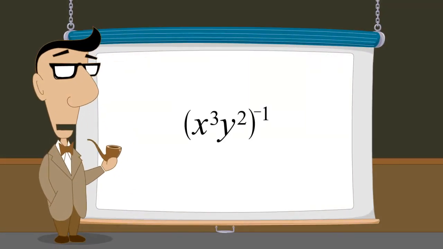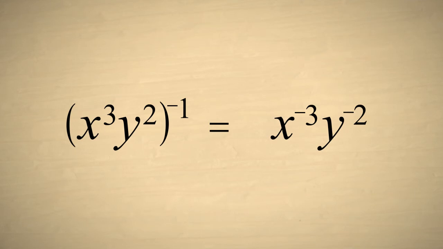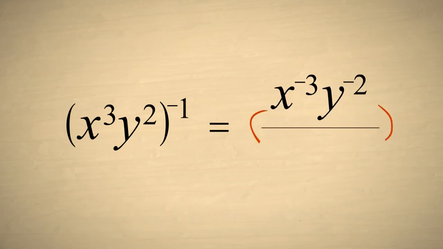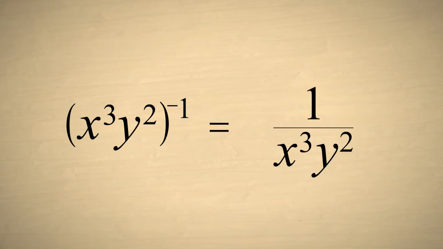Now, let's simplify a product of exponential terms raised to a negative power. Multiplying each exponent in the expression by -1, we get x to the -3 times y to the -2. If we move these terms to the denominator, we can switch the sign of their exponents to positive. This gives us 1 over x cubed times y squared.